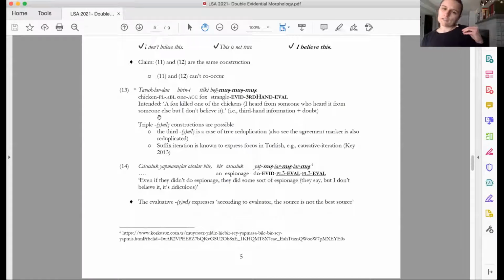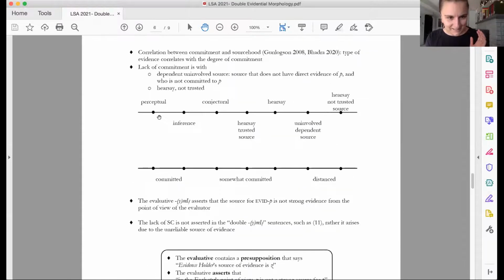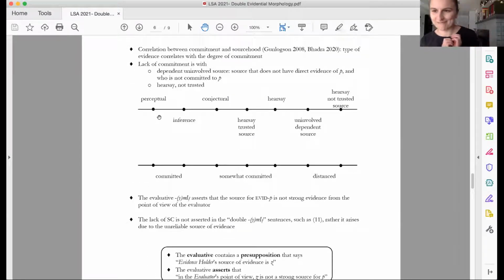So if these two sentences in 11 and 12 are in fact the same, then how can we propose a unified analysis for them? This is a different view. Okay, so I'm going to invoke this long-standing view that there is some sort of correlation between speaker commitment and sourcehood.